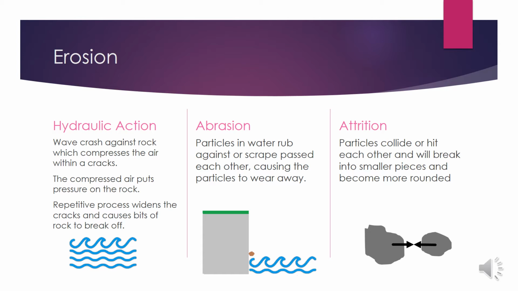Abrasion is when waves throw rocks and sand particles at the cliff. This results in scraping and scratching of the cliff. Attrition is when rocks are collided together. This results in the rocks becoming smoother and more rounded as the jagged edges are worn away.